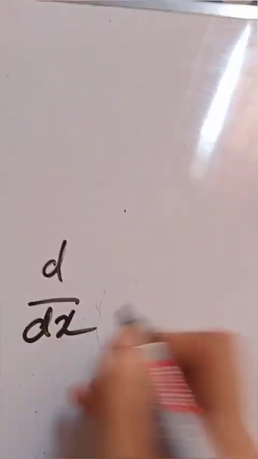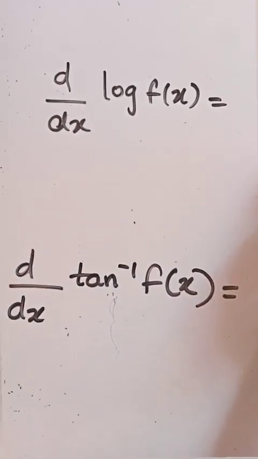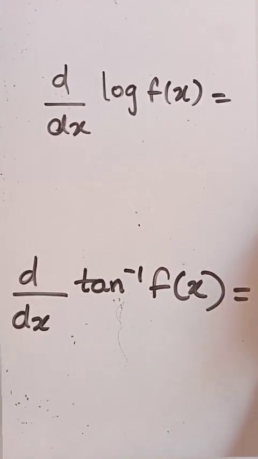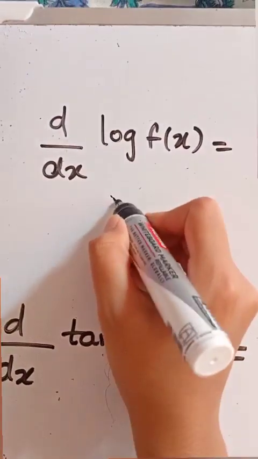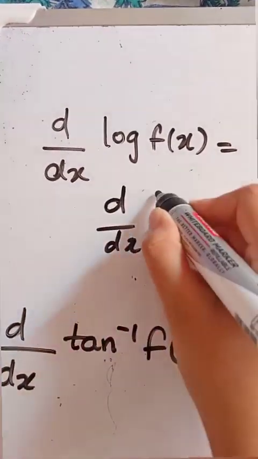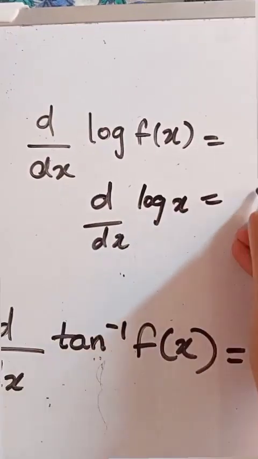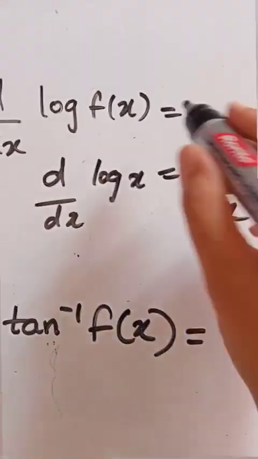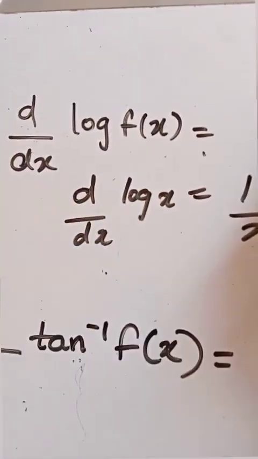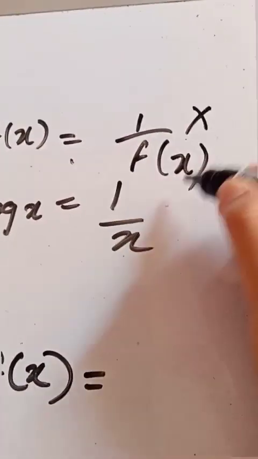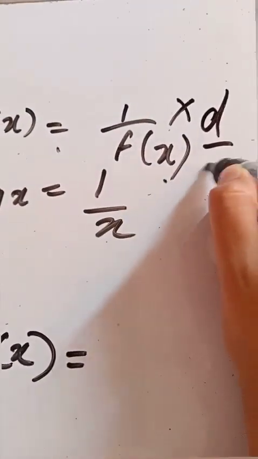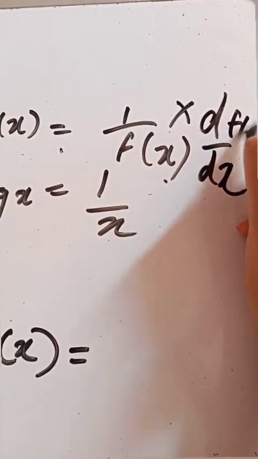D by dx of log of f of x will be equal to, we know that d by dx of log x is equal to 1 by x. So here d by dx of log of f of x will be 1 by f of x into the differentiation of f of x, d by dx of f of x.